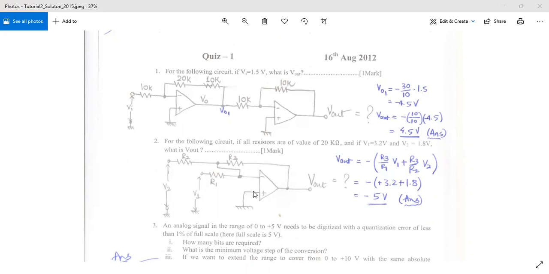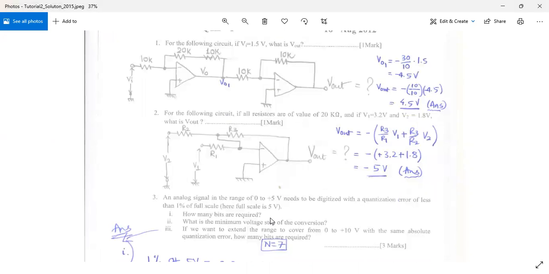Okay. Question number 2: for the following circuit, if all resistors are of value 20 kilo ohm, and if V1 is equal to 3.2 volt and V2 is equal to 1.8 volt, what is your output voltage?